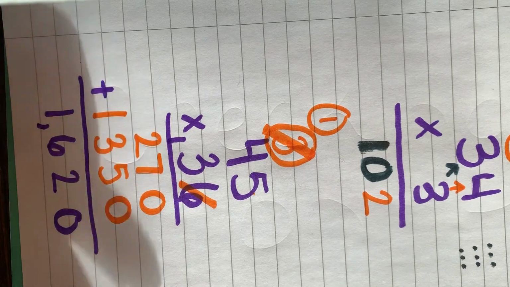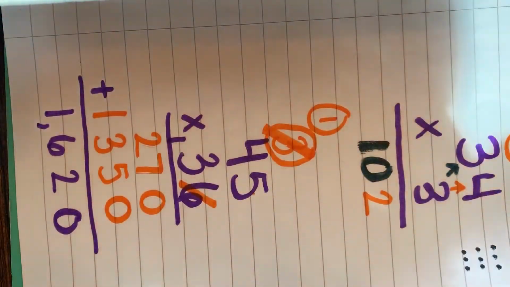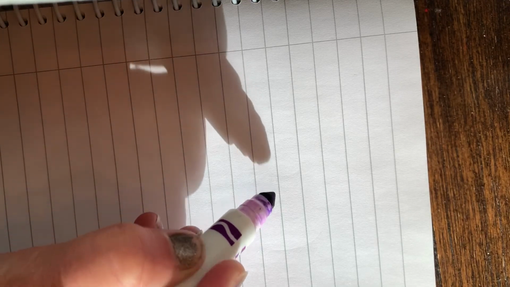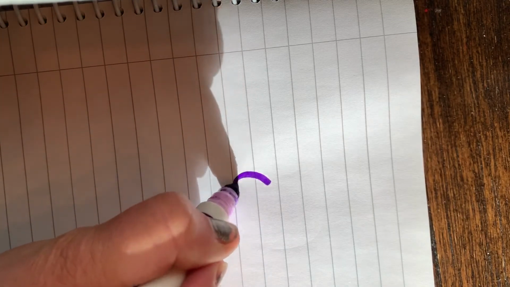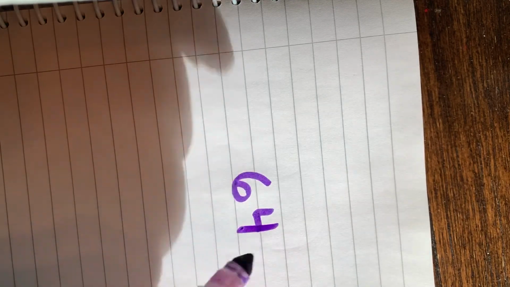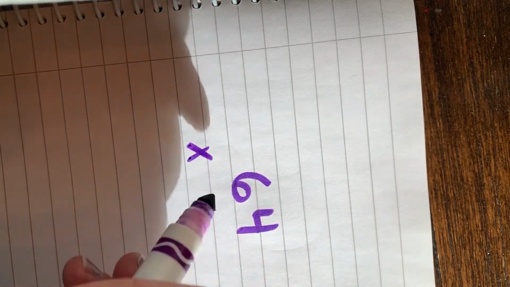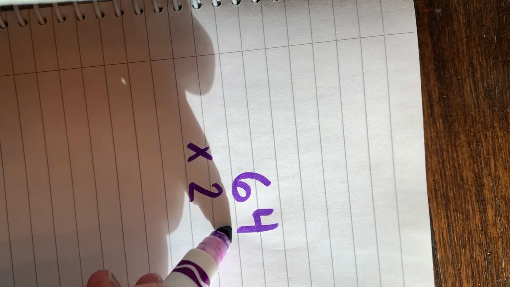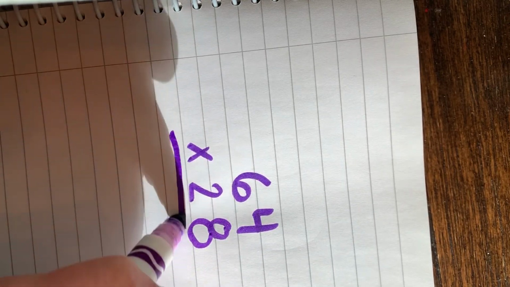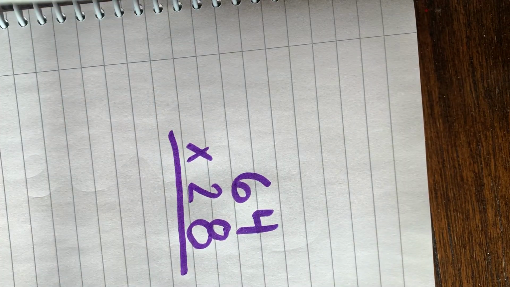Okay, let's do one more, and this time I want you to really try to do it on your own before I do it. And you can show your parents this too. It's good for them to see how I'm teaching this in class so that they can help you when you ask questions. Okay, let's do 64 times 28. Pause the video and get that written down.